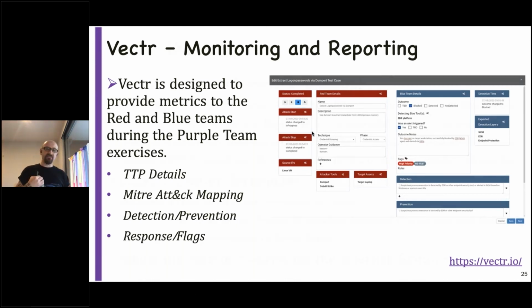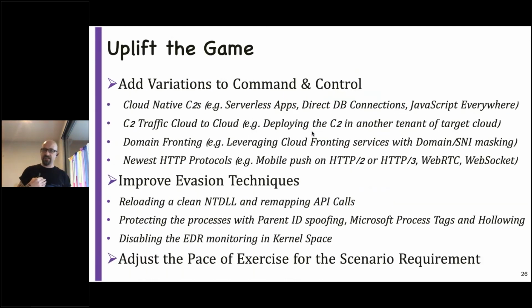Also, uplift your game after the first exercise. Change your C2s, make them cloud native. Work on C2 traffic in the cloud, or use additional domain fronting features or change the protocols. Those are important. Also, uplift your defense evasion techniques. If you only bypass Windows Defender, it's a good start. But how about EDRs? Maybe you need to load NTDLL and remap the API calls using the process environment block and then move on. That's another way. Or you can work in kernel space, or you can do a lot of stuff actually.